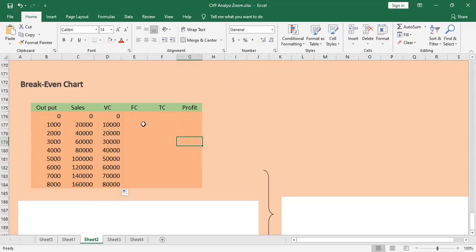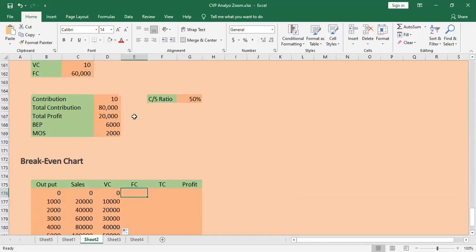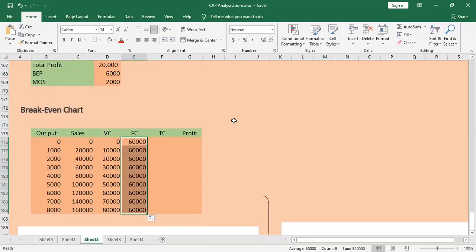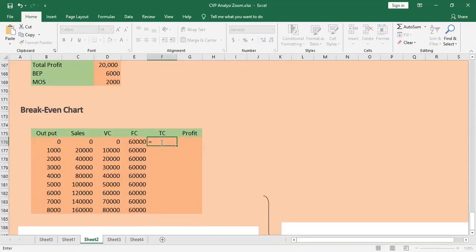And the fixed cost, obviously, is not going to change. It is equal to 60,000 rupees. So it's just a matter of copying this value down. And you know how to calculate the total cost. Total cost is equal to variable cost plus fixed cost.